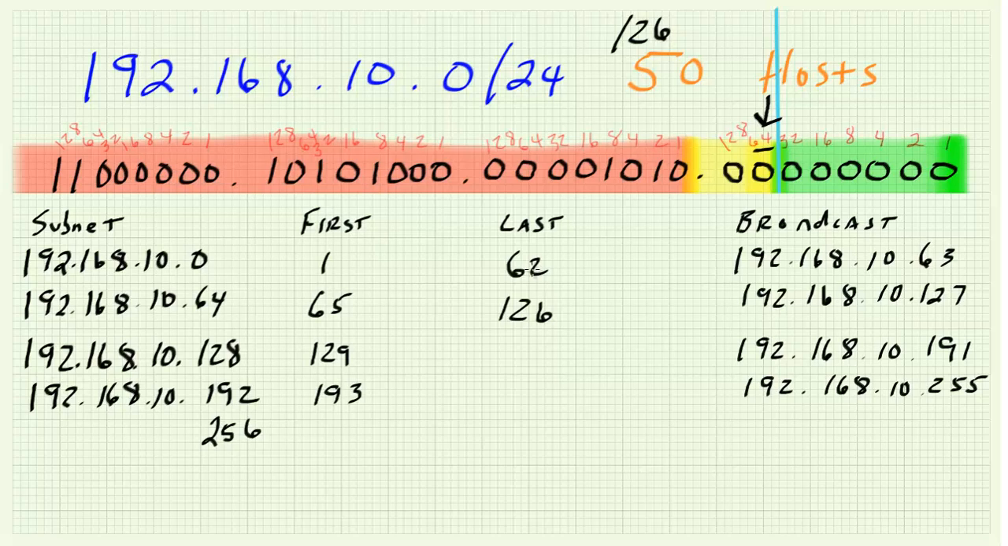And don't let me confuse you with my shorthand here. I'm just writing down the value of the last octet because everything is 192.168.10. something. So this first host is 192.168.10.1. The last host is 192.168.10.62. The broadcast, of course, is 192.168.10.63. So for the 128 subnet, our first host IP is 129. The last host IP will be 1 less than the broadcast. The broadcast is 191, so our last host IP will be 190.